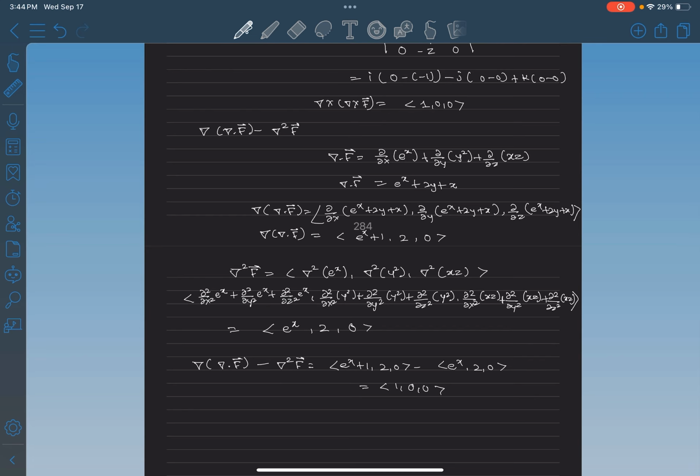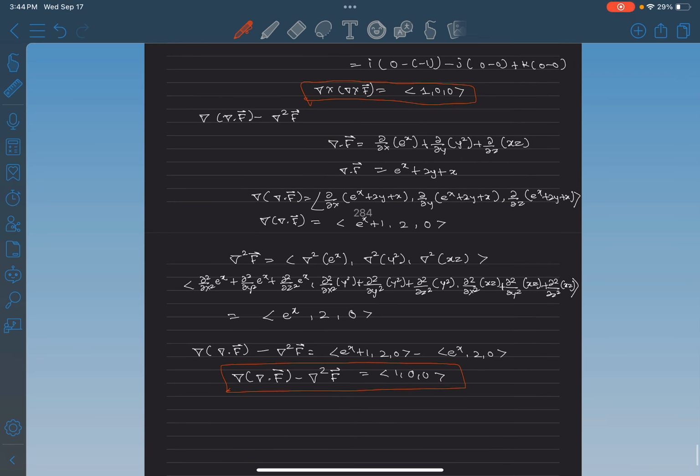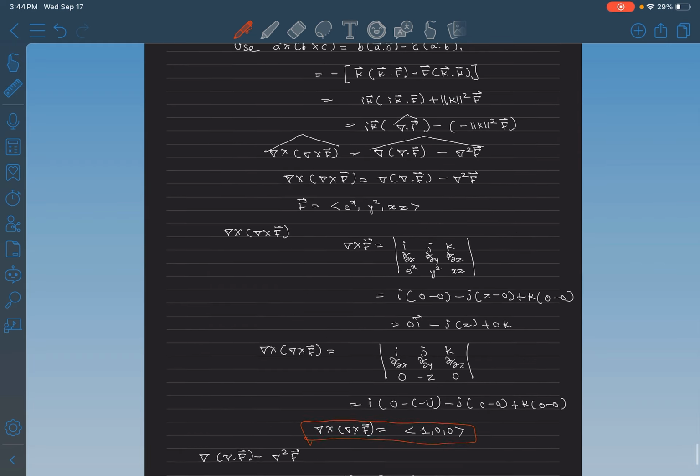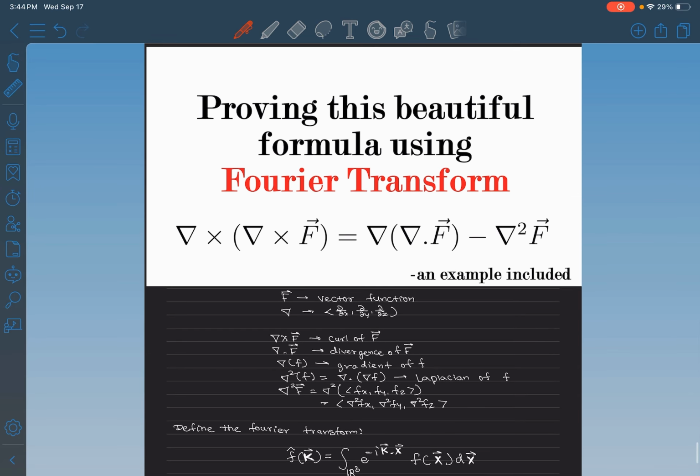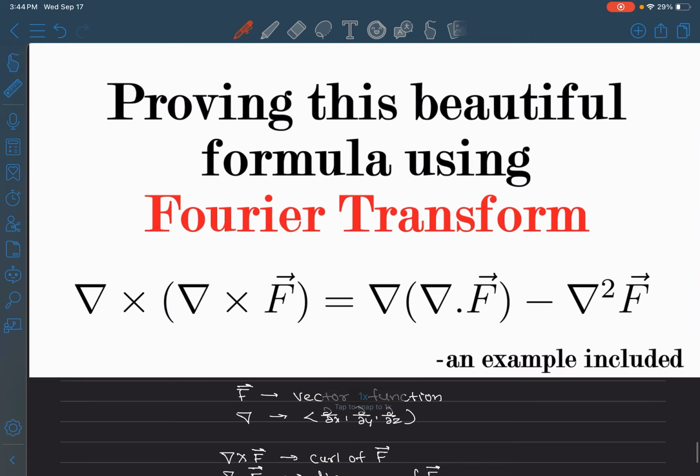Okay, and over here on the left hand side, this is ∇(∇·f) − ∇²f. Okay, yeah. So then it becomes this thing and this thing. Yeah. So you see that those things are actually equal. So yeah, that also verifies our result. And that means we have definitely proved it and also gave an example.